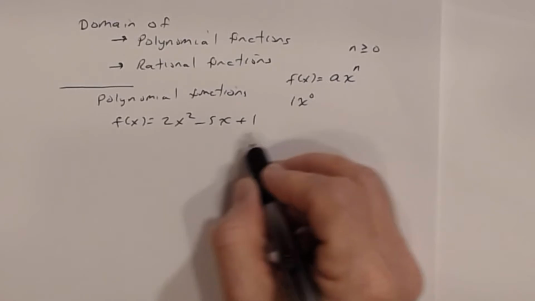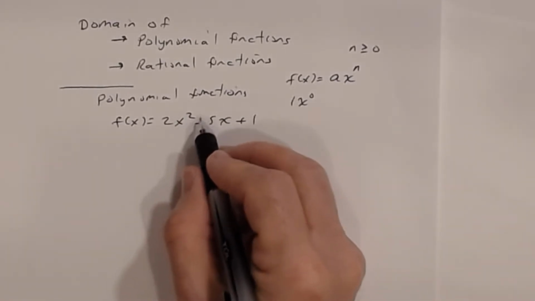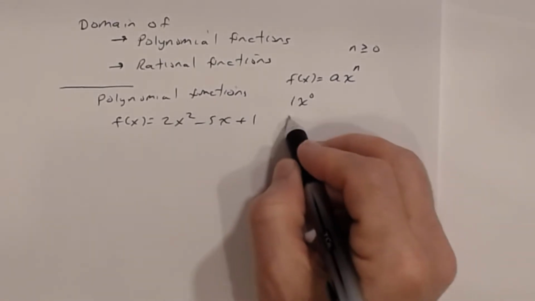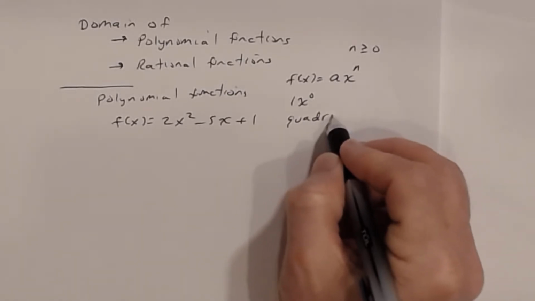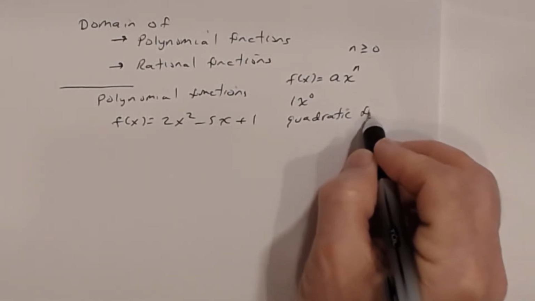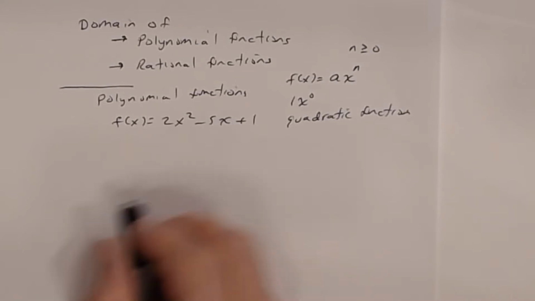Now, I want you to also notice that the largest exponent that you see is 2, so that's a quadratic function. A quadratic function.